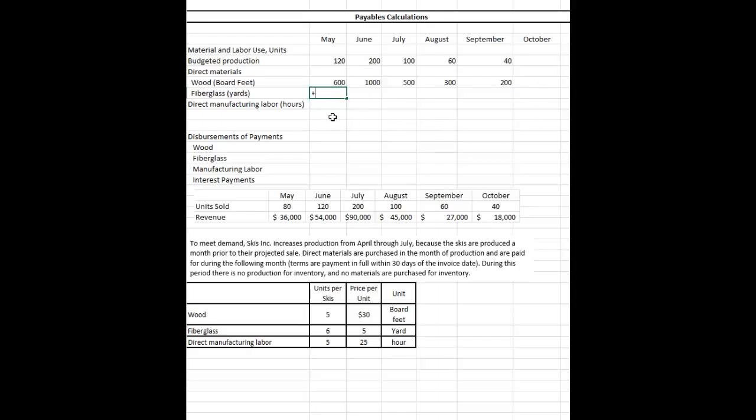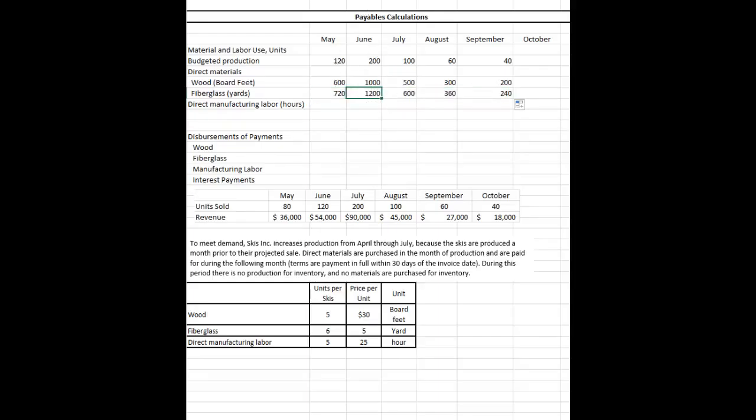So fiberglass, I'm going to do the same thing. I'm going to make 120 sets of skis, and I'm going to multiply that by the 6 yards of fiberglass. I need 720 yards of fiberglass to make the skis in May that will be sold in June.